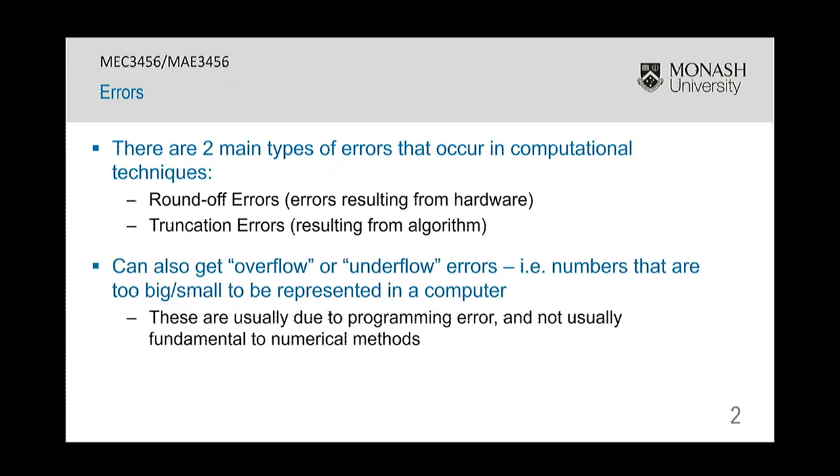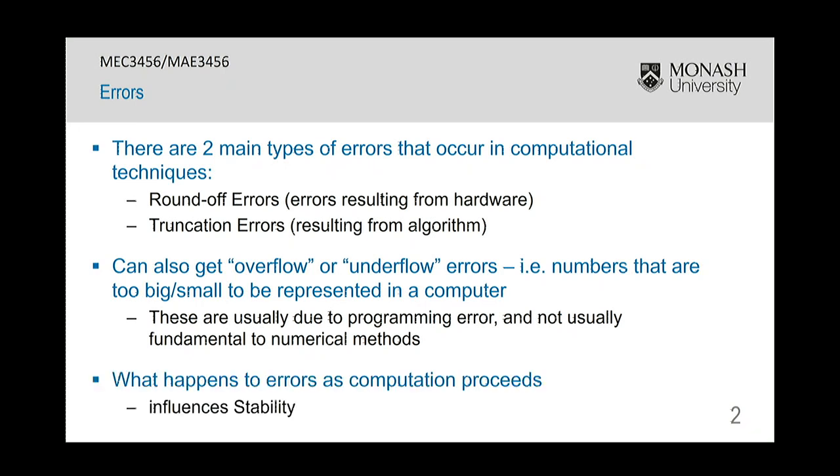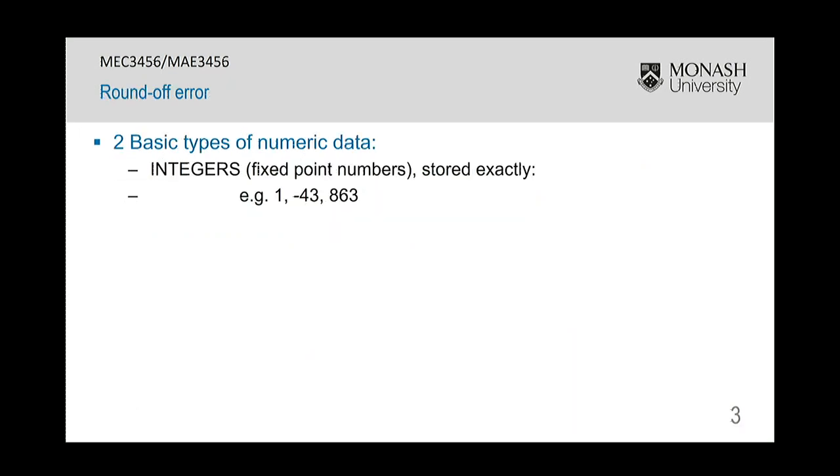There are also errors known as overflow and underflow errors, which are numbers that are too big or too small to be represented in a computer. These are usually due to programming error, and they're not usually fundamental to numerical methods, and we'll look at those in a minute. Because these errors are introduced at every step of our computation, what happens to them as our computation proceeds is going to influence stability, and we will see later in the unit that stability is extremely important for all numerical methods. So let's look first at round-off errors.